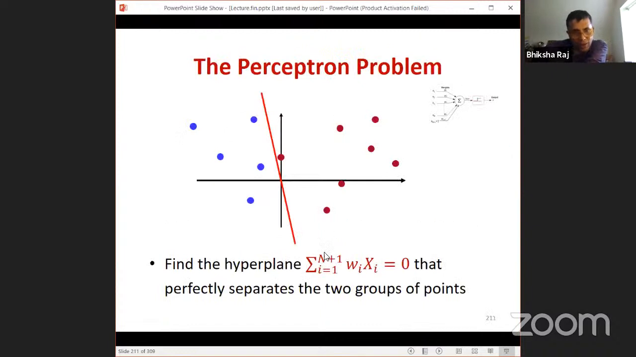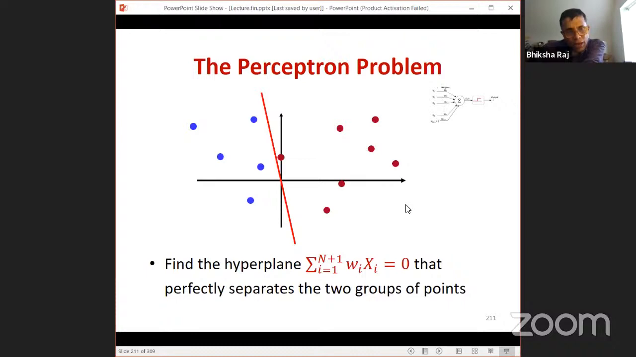Or alternately stated, how do I find the hyperplane whose equation is given by this formula here, such that that hyperplane cleanly separates my training data into the instances with label 1 and the instances with label 0, where 1 I believe is red and blue is 0.